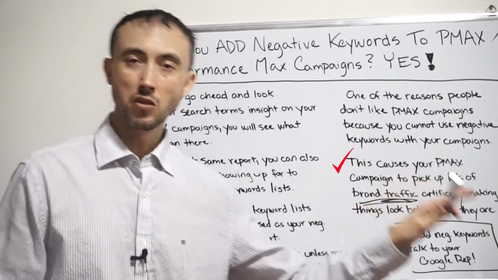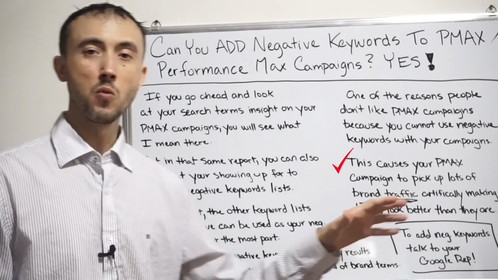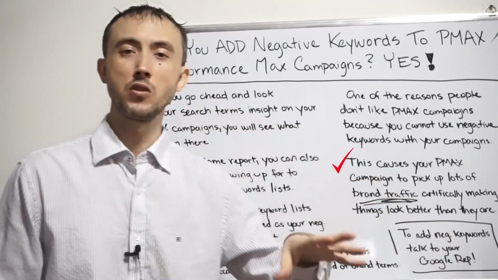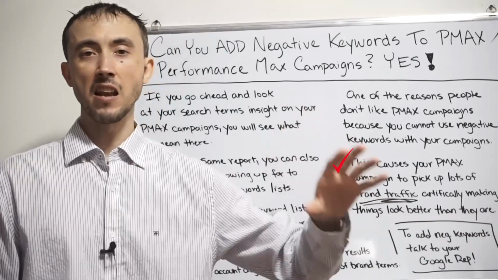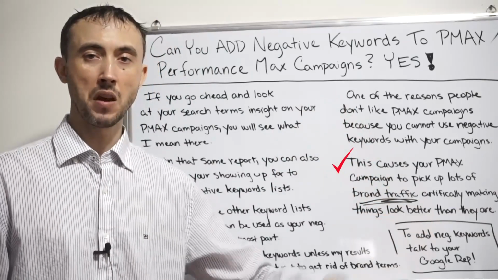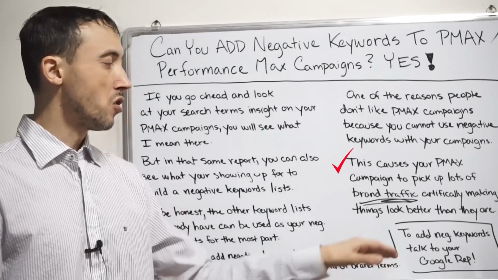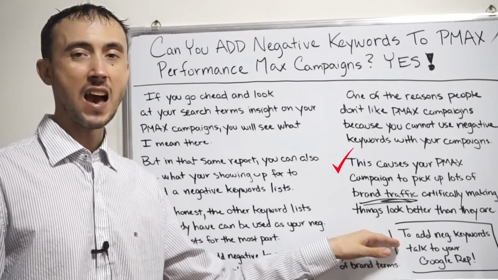But anyway, assuming you were in a situation where you wanted to add these negative keywords to your PMAX campaign, there's no official way to do it on your own. You can't add a negative keyword list to a PMAX campaign. There's no setting in the PMAX campaign to add the negative keywords. You've got to talk to your Google rep, and they have to add it on their side.